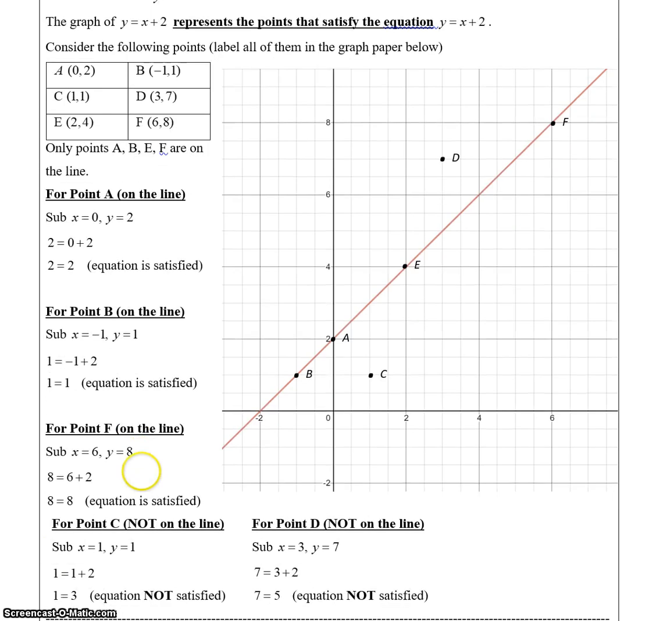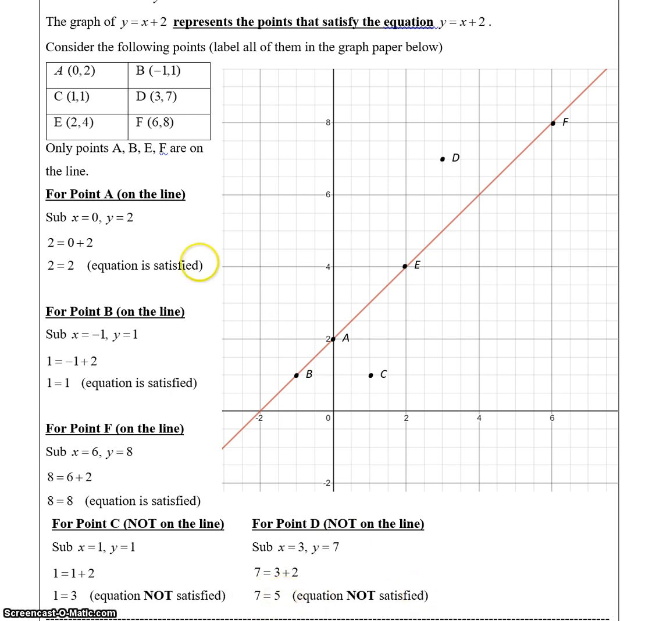But let's look at a point that is not on the line. For example, point C. C is over here. If I sub 1, 1 into the line, eventually I get 1 equal to 3. And 1 is never equal to 3, and so the equation is never true. That is why I say this equation is not satisfied. You see the trend here. For point D, which is here, also not on the line, if I sub, I get 7 equal to 5, which will never be true. So it's also not satisfied.